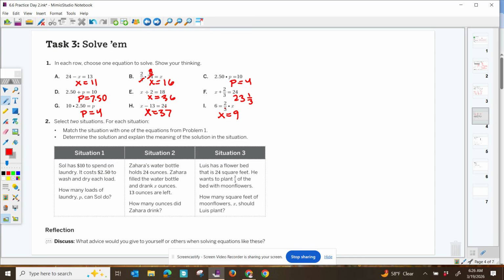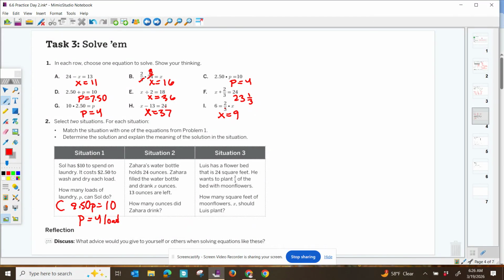Down here, Sol has $10 to spend. That's like $250. P equals $10. That was C. So P equals 4. And that's how many, 4 loads of laundry.